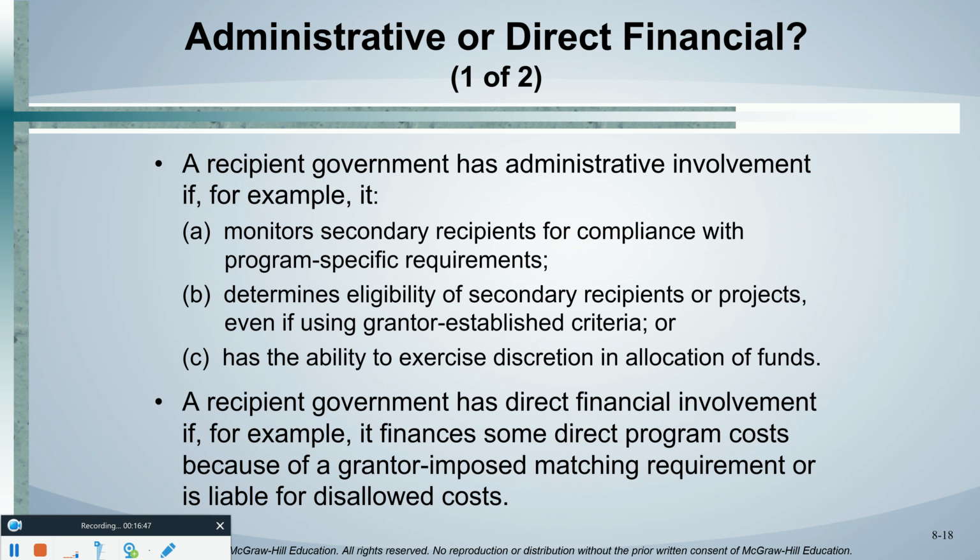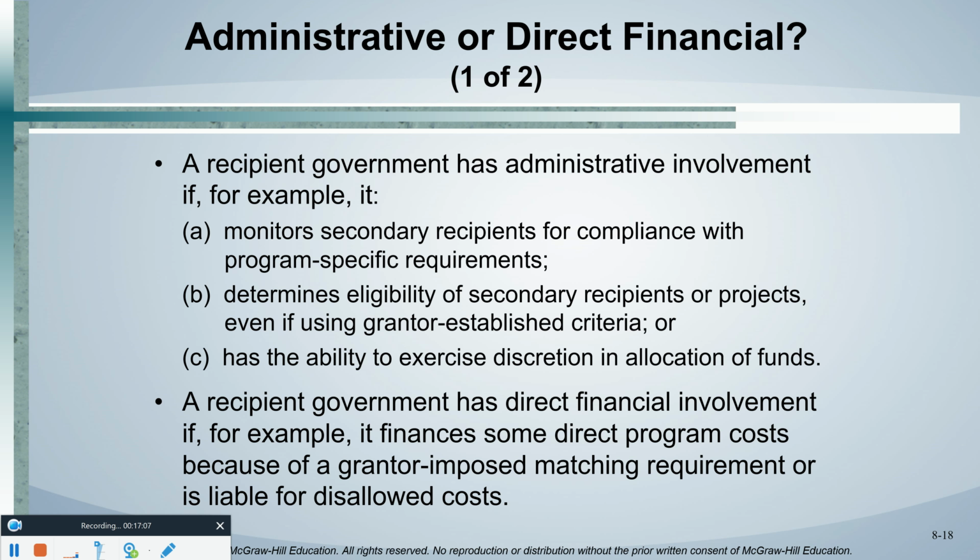All right, so administrative involvement. If the government needs to monitor recipients for compliance and requirements, if they have the ability to exercise discretion in allocating funds, clearly we've gone above and beyond cash in and cash out.